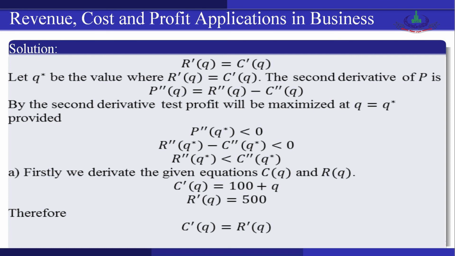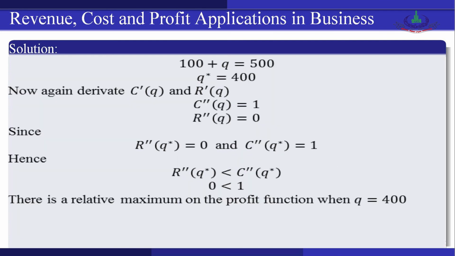Firstly we differentiate the given equations C and R with respect to Q, that is C prime of Q is equal to 100 plus Q and R prime of Q is equal to 500. Therefore, putting them equal, we get C prime of Q is equal to R prime of Q. Dear students, equating the first order derivatives, we get 100 plus Q is equal to 500, that is Q will be 400. Now taking again the second derivatives, we get C double prime of Q is equal to 1 and R double prime of Q is equal to 0.